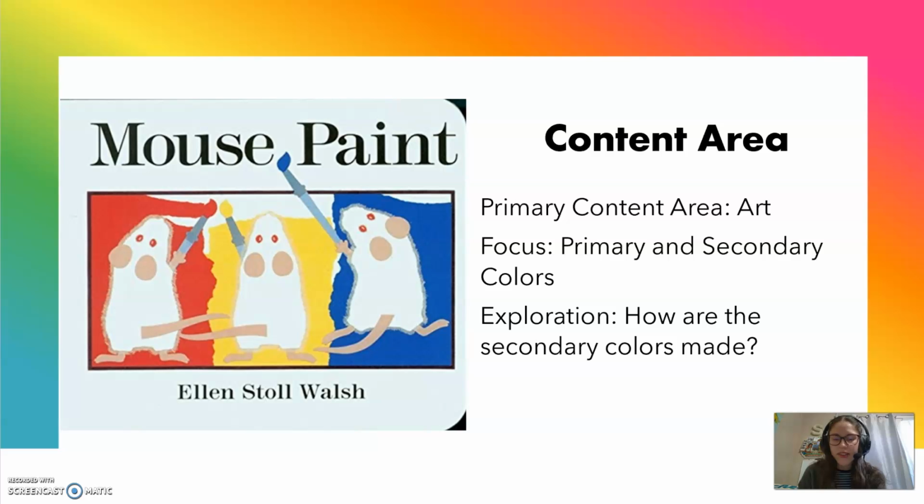So throughout this course, I would like to dive into the content area of art, specifically looking at primary colors and secondary colors that particular combinations will create. So my color study would stem from and involve the book Mouse Paint by Ellen Stoll Walsh, and the children would focus on their ability to identify the colors and color names, as well as explore how other colors, specifically orange, green, and purple, are made.